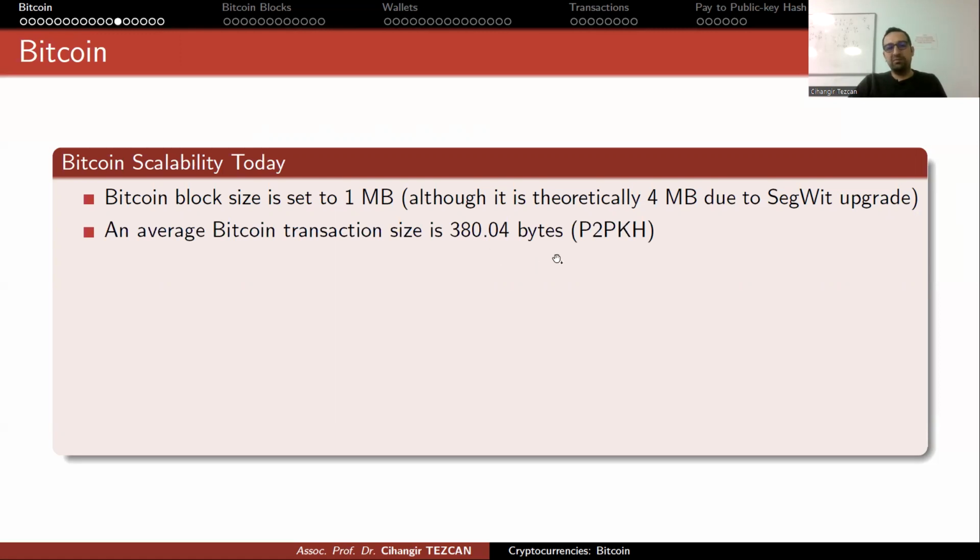So this is a traditional pay-to-public key hash transaction, which we'll also again see in the future. But a regular transaction has this many bytes because, as you can see, it contains the information about input and output, but you also sign it. The signature is the biggest part of this size. So this is also an important topic.